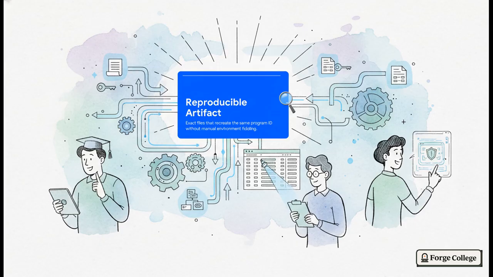Now, our ultimate philosophical goal for this entire pipeline is creating what we call a reproducible artifact. Think of this as the holy grail of Web3 verification. It's the exact set of files, meaning your compiled binary, your program keypair, and your IDL, that lets literally anyone recreate your exact program ID and run the exact same transactions without having to mess around with their local environment. Because in the eyes of Web3, if it's not reproducible, it didn't really happen.